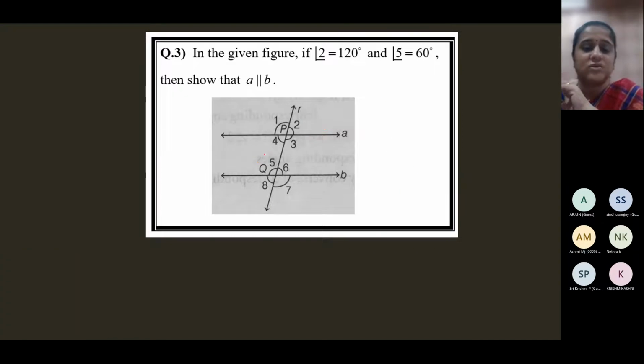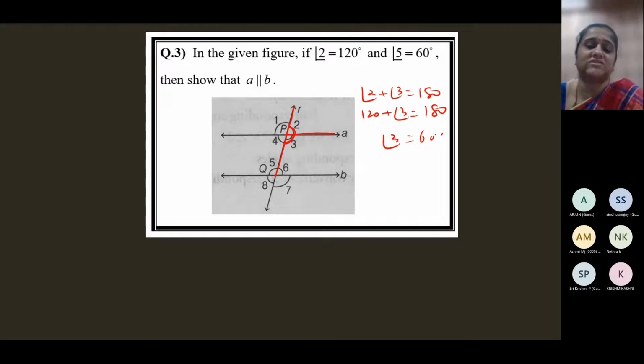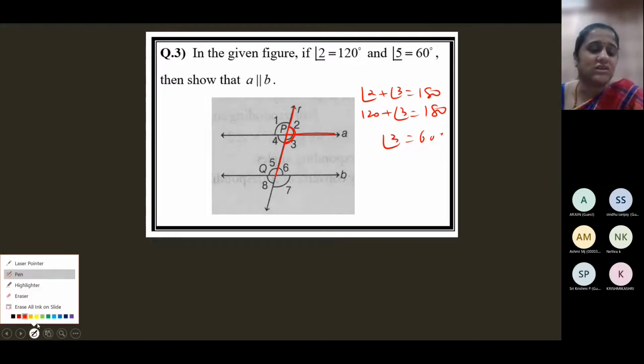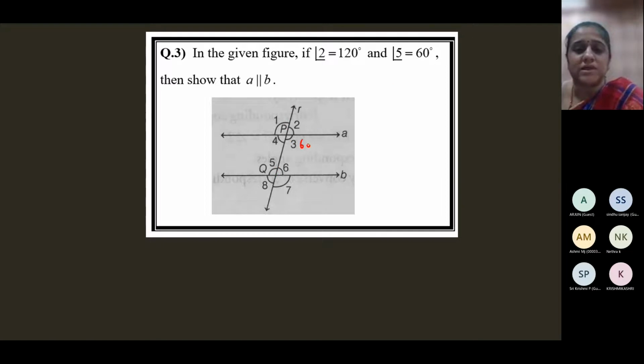Okay, so you can see a straight line here, and there is a ray on it. So the adjacent angles here, 2 and 3: angle 2 plus angle 3 is equal to 180 degrees, linear pair. 2 is 120 degrees plus angle 3 is equal to 180. So angle 3 is equal to 60 degrees. We are given that 5 is 60. But 3 and 5 are alternate interior angles and they are equal.